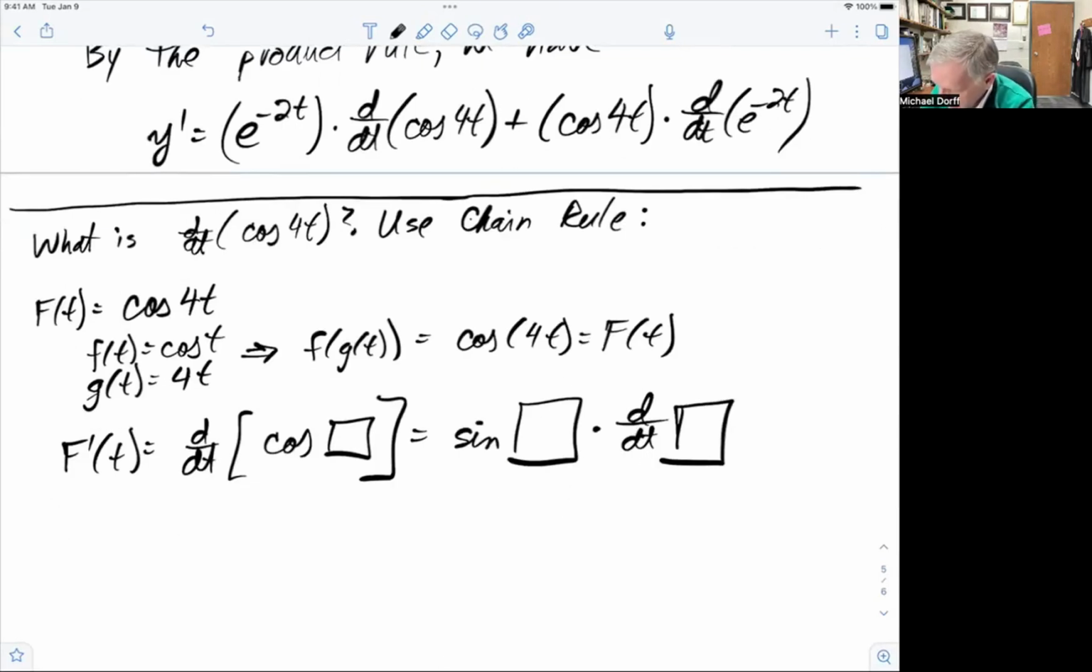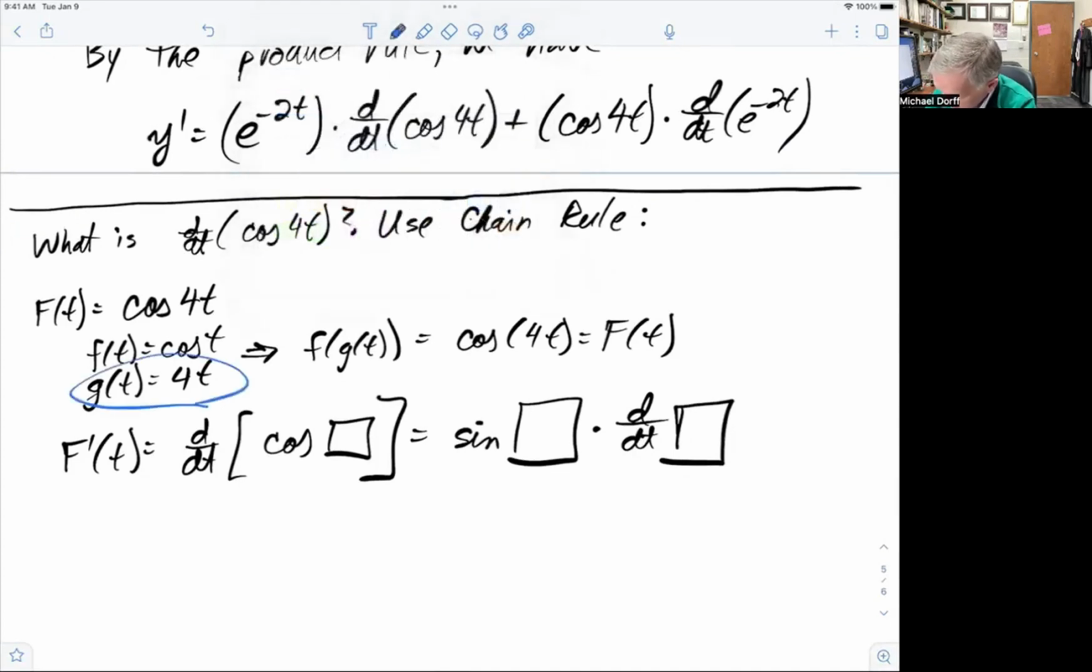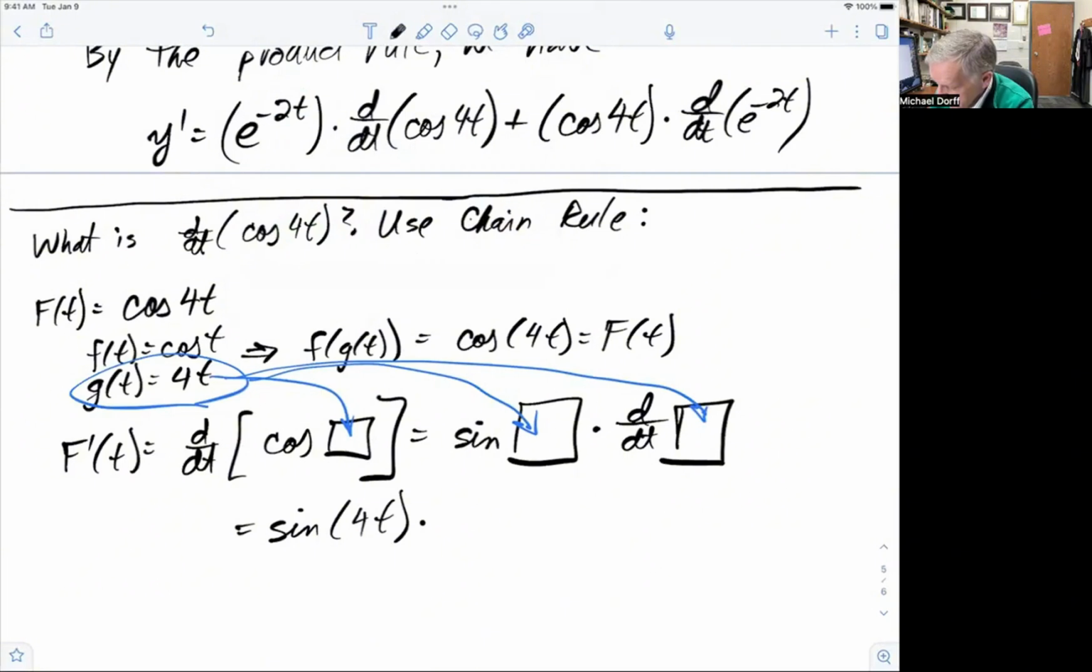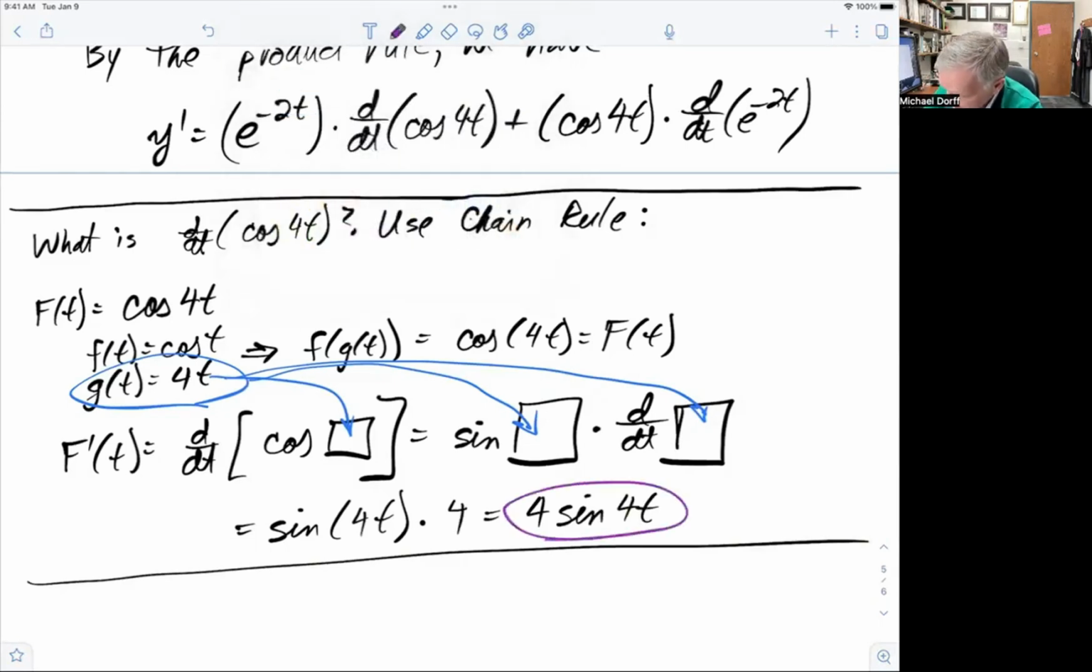And what goes inside the box? Inside the box is this g of t here. And so now I've got sine of 4t. And what's the derivative of 4t? It's 4. So I can write this as 4 sine of 4t. So that was the first part. I'm going to circle that in purple.